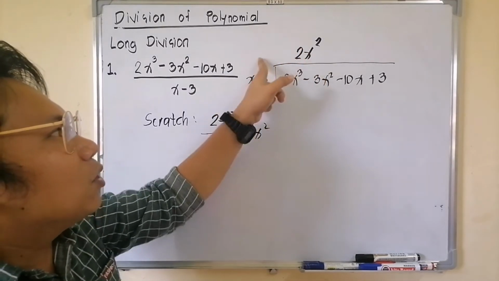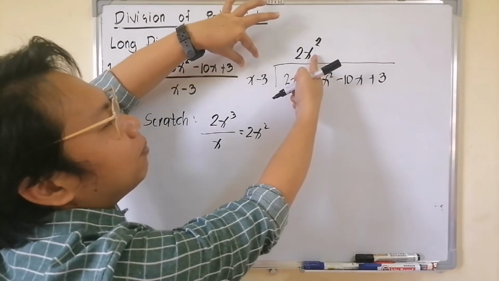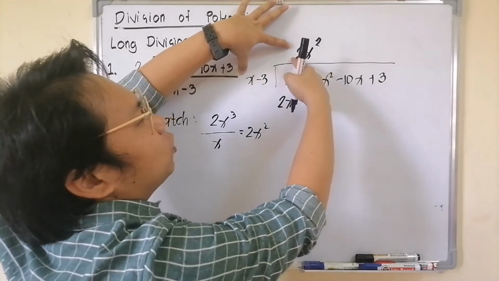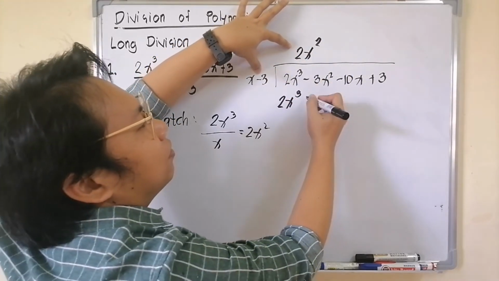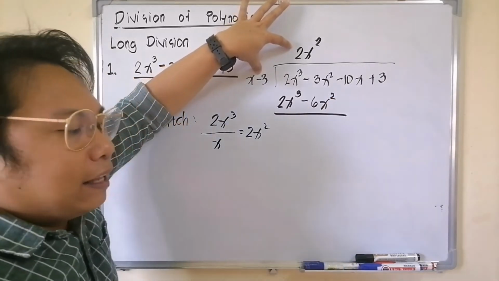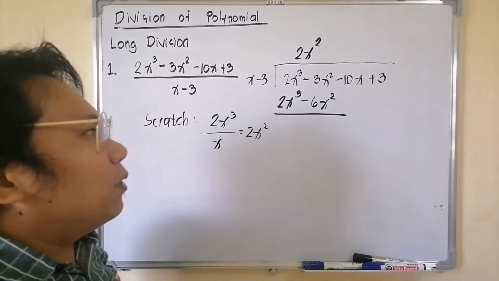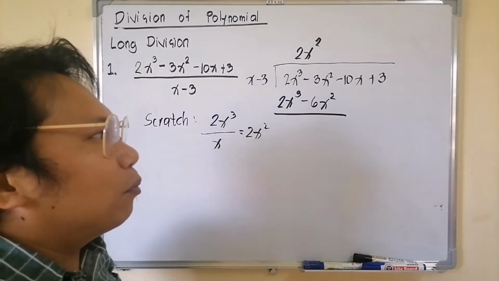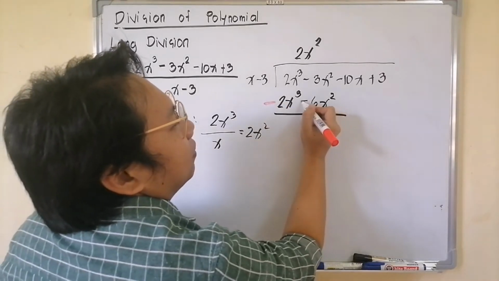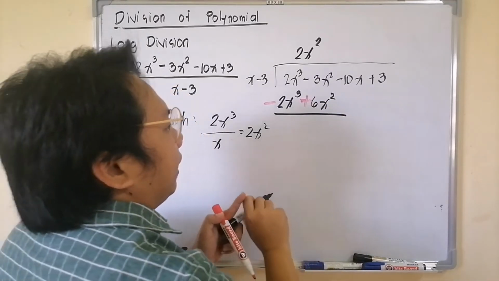After that, you multiply this to your given divisor. So 2x squared times x will give you 2x cubed, and 2x squared times negative 3 is negative 6x squared. After that, you subtract. In subtracting polynomials, we should change the sign of the second polynomial. So this becomes negative, and this negative here will become positive. So we will change the sign.